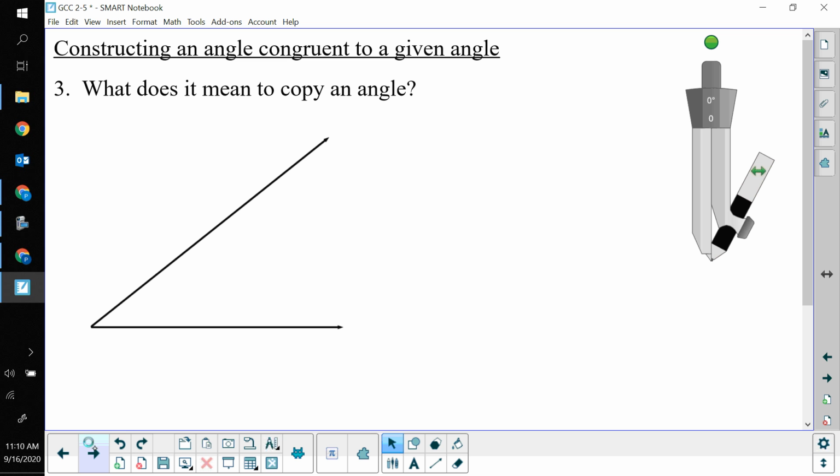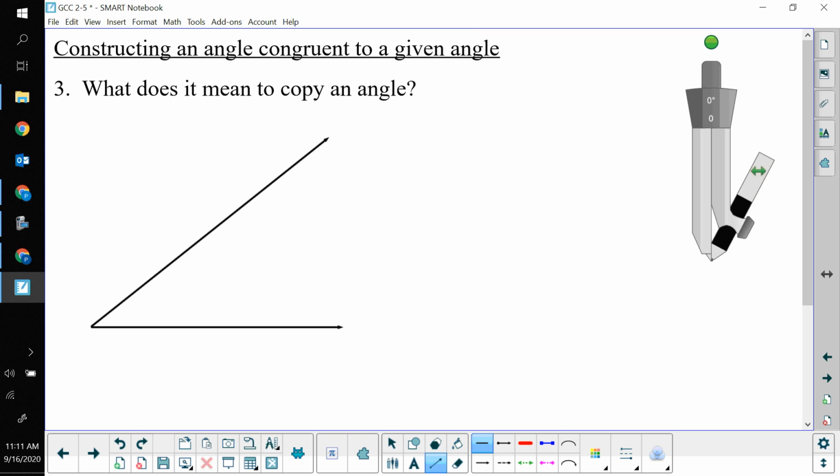So our next one, we're going to copy an angle. To copy an angle, it means we want to take an angle with the exact same measure and put it somewhere else on our paper. It is just the measure of the angle. Those rays, we could draw the sides of the angle longer or shorter because they're just going to have arrows on the end anyway. So that part doesn't matter, but it's the measure of the angle that we are copying.